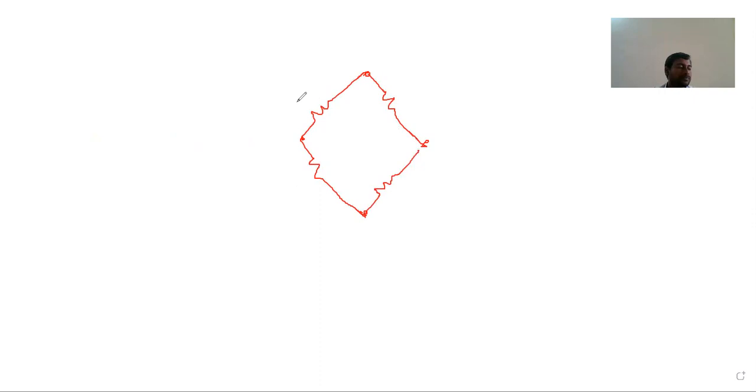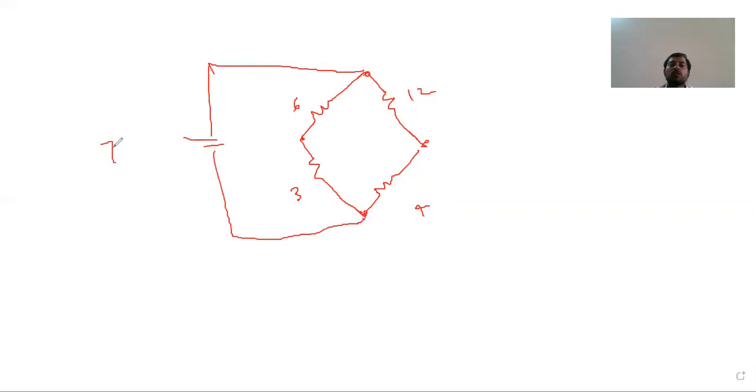This is 6, this is 3, this is 12, this is 4, this is 72 volts. The current through this branch is 8 amps, and the current through this branch is 9 by 2 amps. So this is A and this is B. This is VThevenin, along the A to B path.